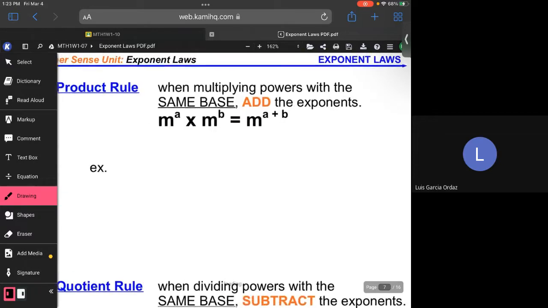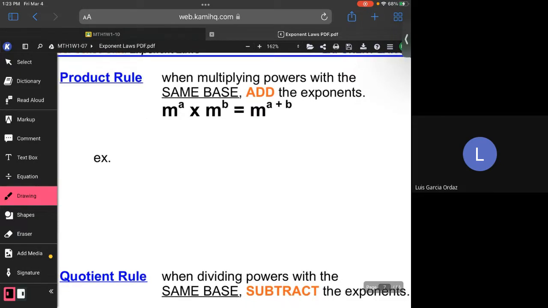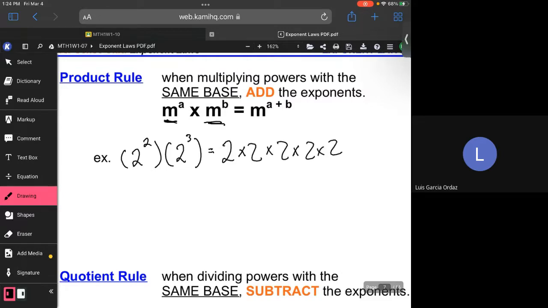Add the exponents. So the product rule is when multiplying powers with the same base, we're going to add the exponents together. So I'm going to have 2 numbers. The base has to be the same, and my exponents can be different. So for example, if I have 2 to the power of 2 times 2 to the power of 3, that would give me 2 to the power of 5. And the reason being is because I write 2 to the power of 2 as 2 times 2. I write 2 to the power of 3 as 2 times 2 times 2. And as you can see, we have 5 2's, so which means my exponent is going to be 2 to the 5, which is why we add the exponents together.